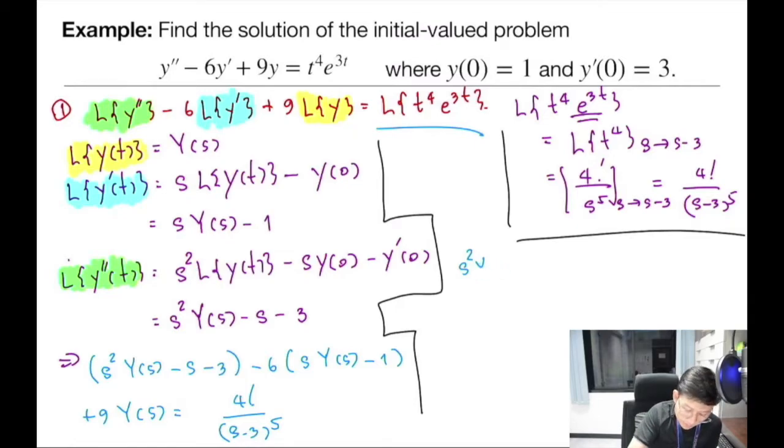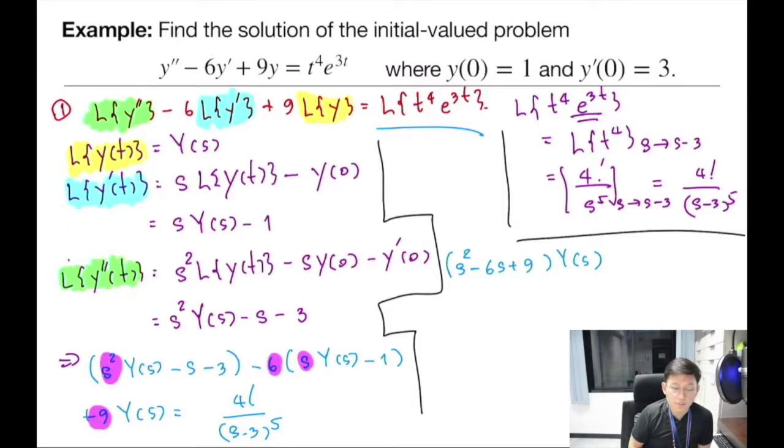Okay, let me look at all the coefficients of Y(s). So we get s squared minus 6 Y(s) plus 9 Y(s). Make sense? Because here we have s squared, we have minus 6 Y(s), and then we have plus 9 here. And then I push the rest to the right hand side.